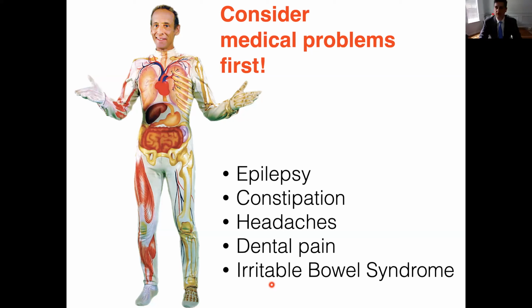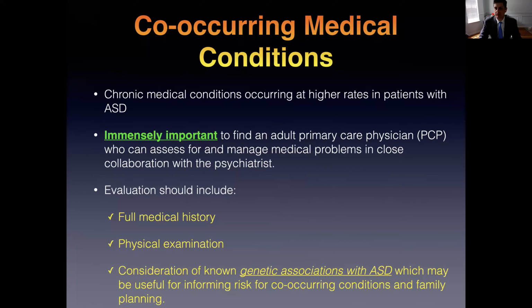Okay, so we are almost ready to talk about co-occurring mental health disorders, but I wanted to really hammer home the point that it's really important to have either a pediatrician or adult primary care physician who can assess the medical problems and manage those in collaboration with the psychiatrist. That medical piece involves a full medical history, medical exam, of course, and even a genetic workup. There are recommendations now to have a chromosomal microarray and a Fragile X test for all patients with autism, just as a bare minimum. And this can be helpful for informing us about the risk for co-occurring medical conditions, as well as being helpful for family planning. Okay, so hopefully we've really emphasized that before we talk about co-occurring mental health conditions, we need to always think medically first.